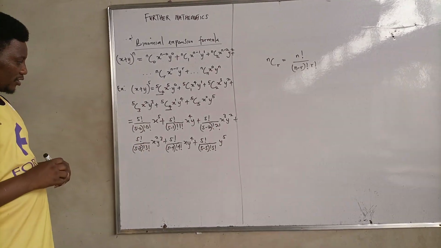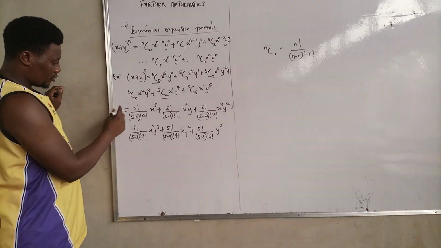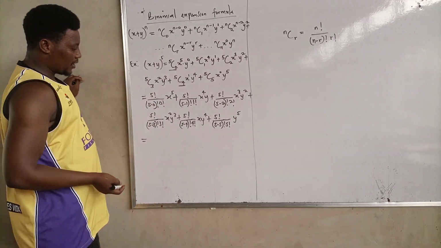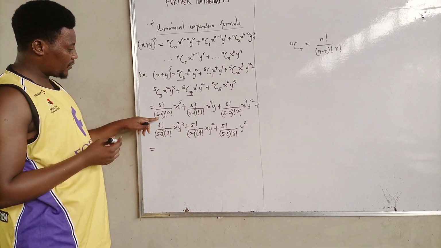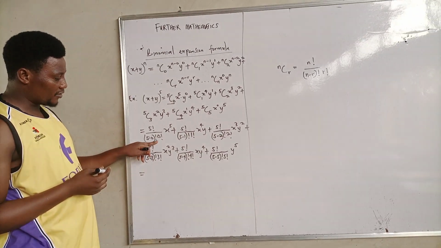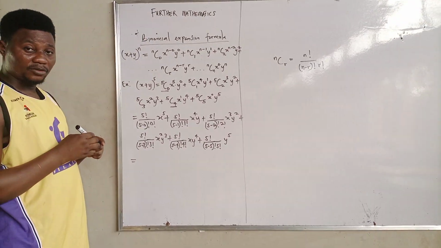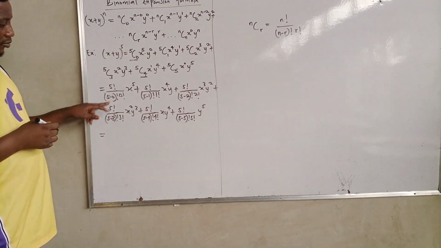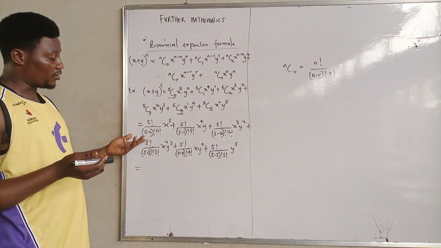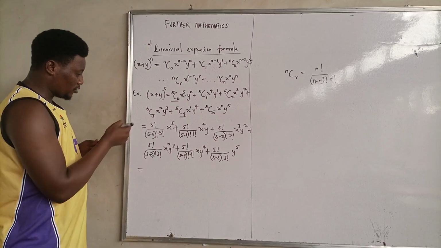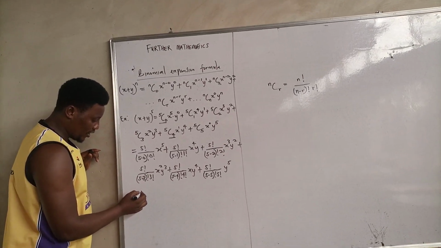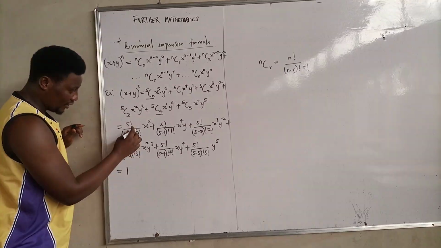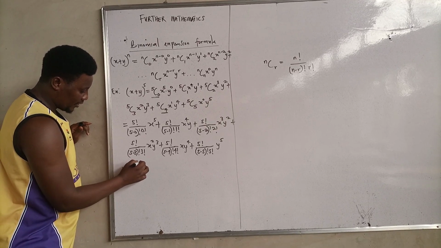Now let's simplify this further. So 5 factorial divided by 5 minus 0 factorial, 0 factorial. 5 minus 0 is still 5. That is 5 factorial, so 5 factorial will cancel out. 0 factorial is also 1. So 5 factorial is gone. So everything we have here is 1. This is 1. That is 1 times x raised to power 5.